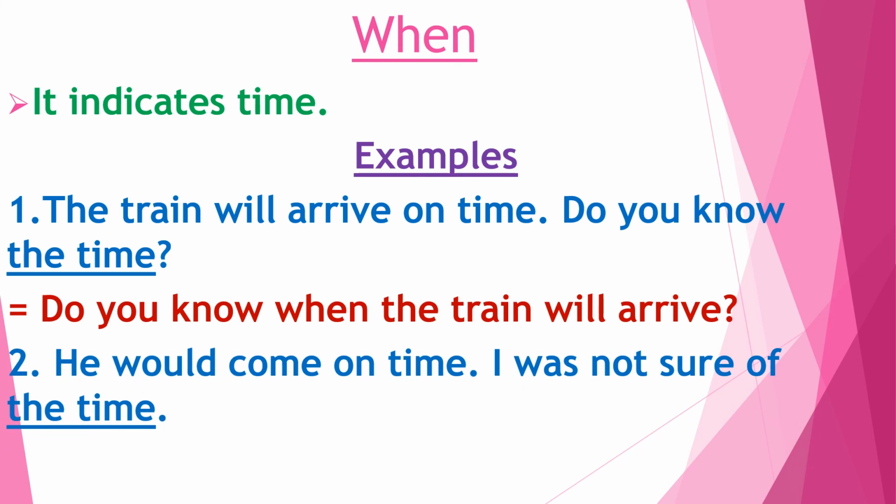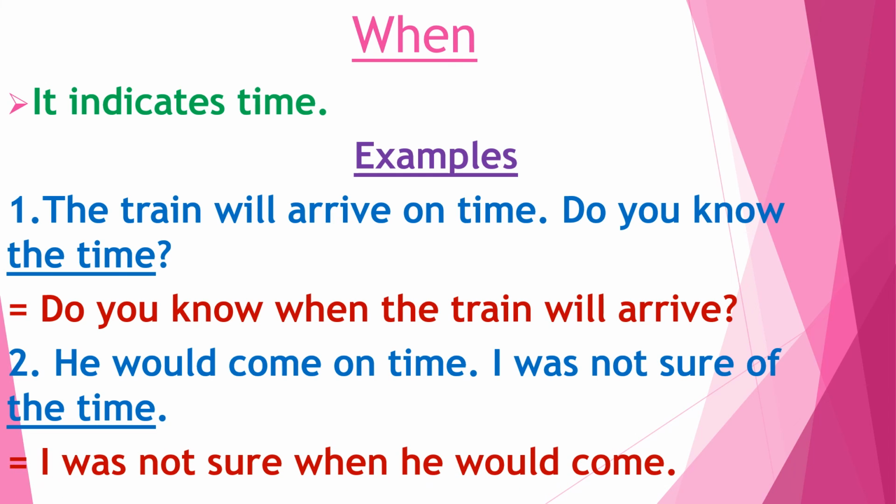Now see the next example. He would come on time. I was not sure of the time. So again you will find the word the time. That's why we can join these two sentences using when. So at first we use the second sentence, I was not sure, and we remove of the time. Then we use joining word when. Then we use the first sentence, he would come, and we remove on time. So in this way we can join the two sentences using when.